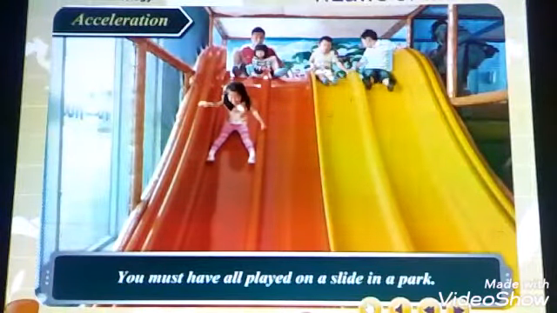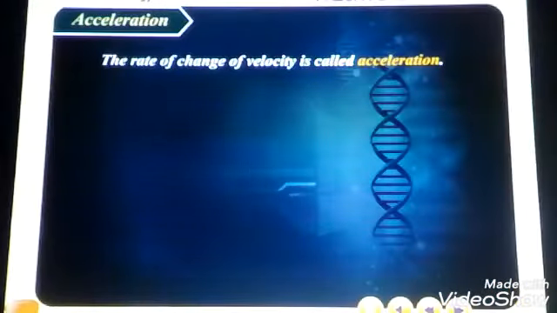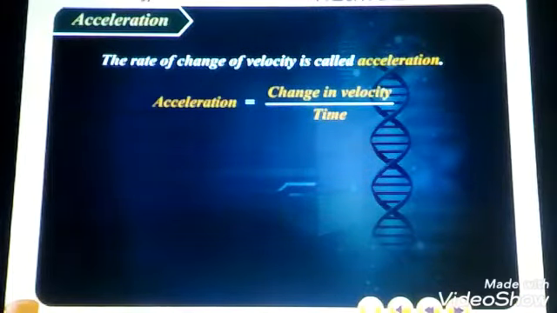Acceleration. You might have all played on a slide. You know that while sliding down, the velocity is less at the top. It increases in the middle and becomes zero towards the end. The rate of change of velocity is called acceleration. Acceleration is equal to change in velocity upon time.